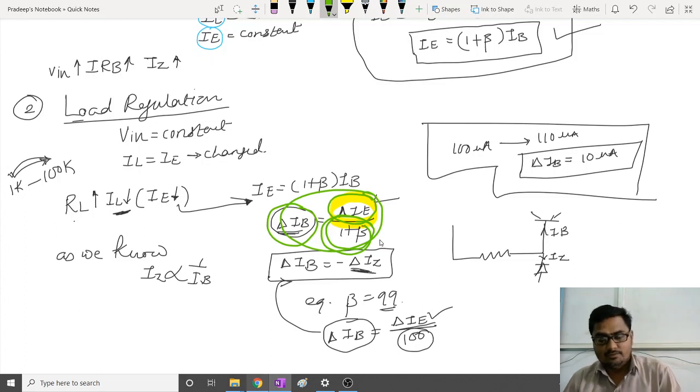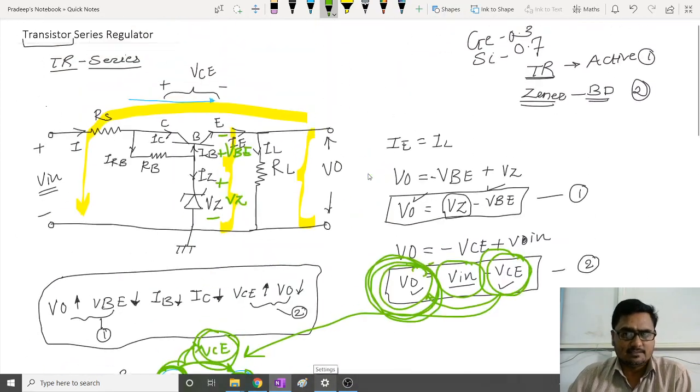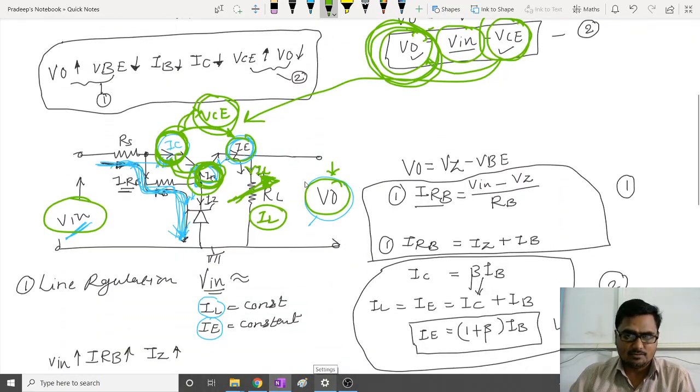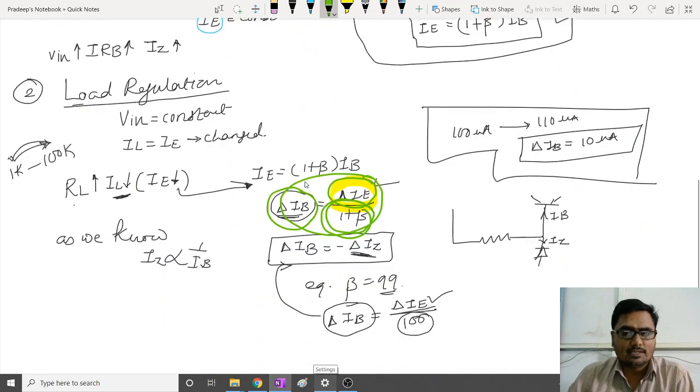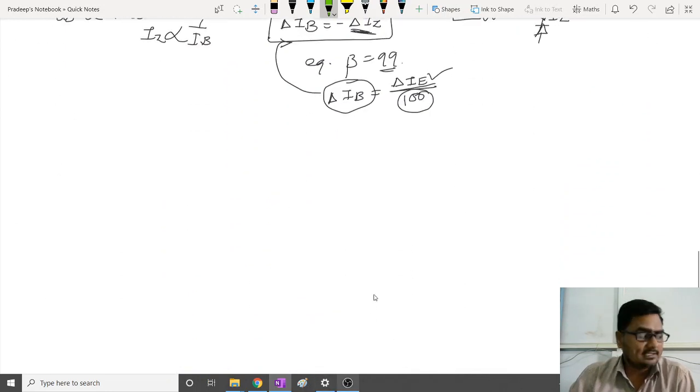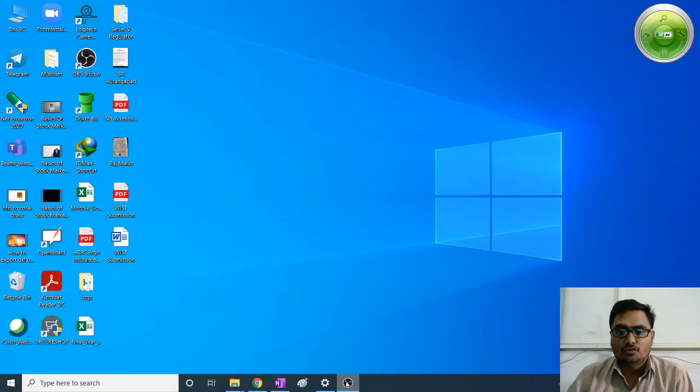Is it? So things will be clear if I start with some design problem. So in the next lecture we will start with some numericals which are related to transistor series regulator. I hope you understand the transistor series regulator, its actual operation, more than load as well as line regulation. So next lecture we'll start with numericals.